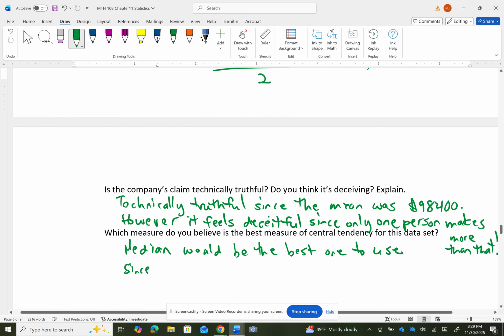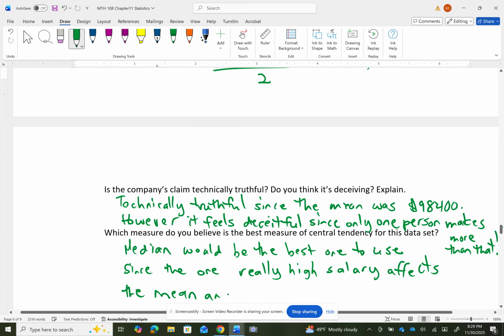since the one really high salary affects the mean, makes it higher, pulls it, skews it upward. Okay. Also affects the mid-range. So both of those are out. I think you could say mode or median would be the best. Of course, they were both 53,000.